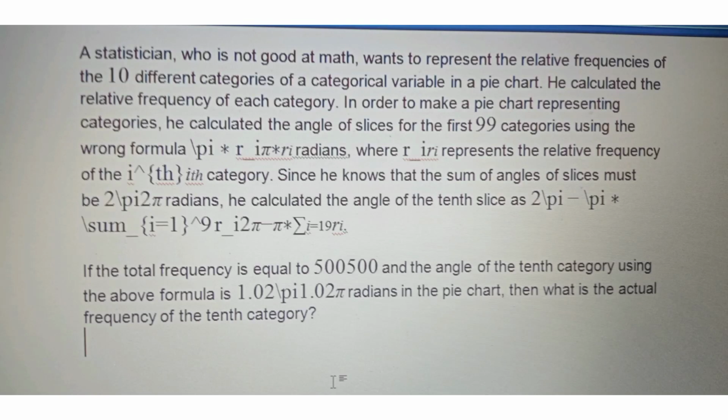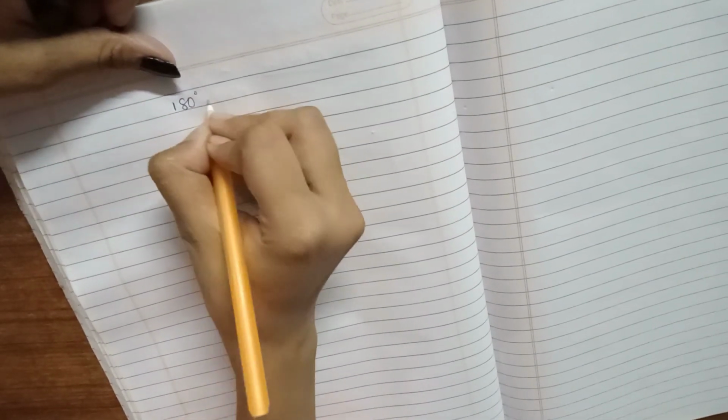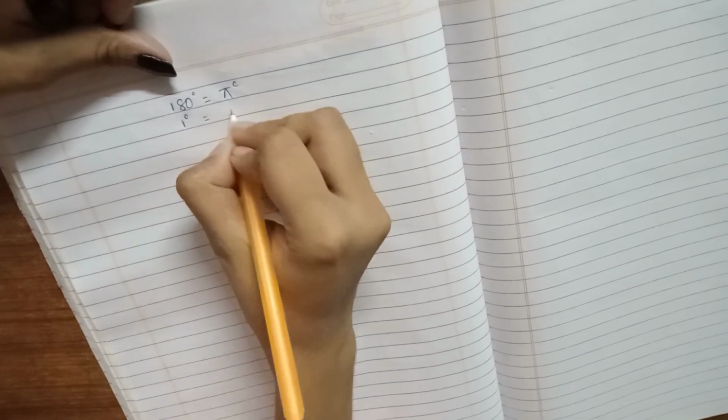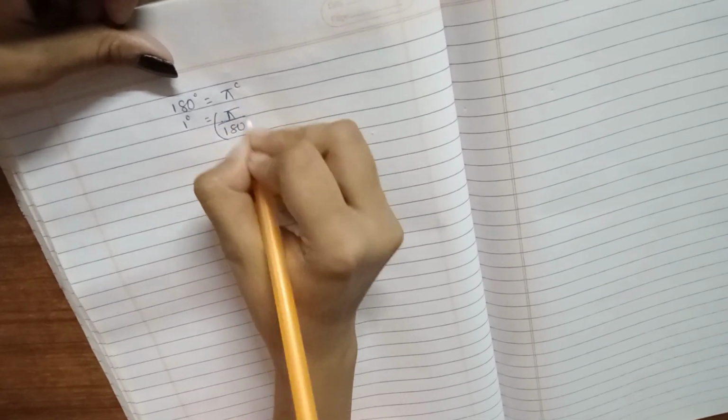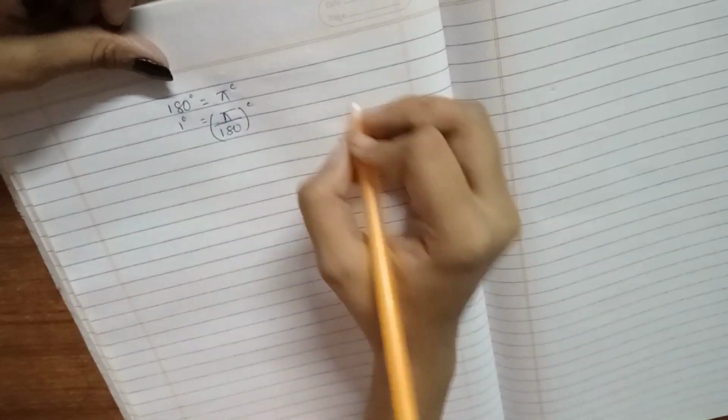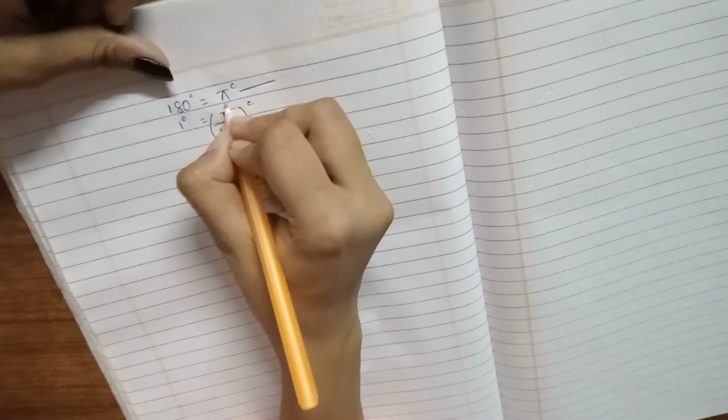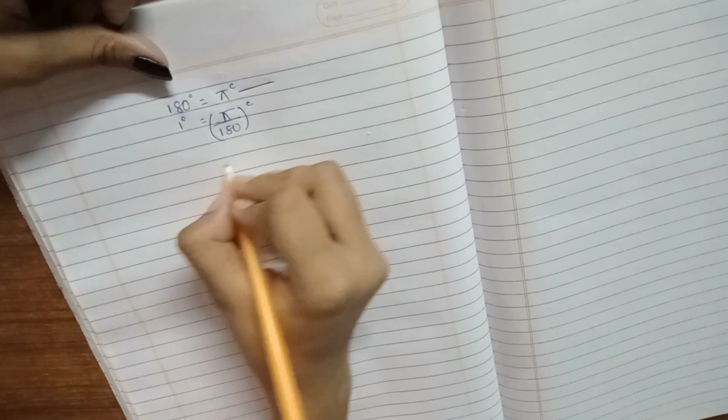Here is the solution for question first of mock test statistics. What are the prerequisite knowledge that we must be aware of? 180 degree is equal to pi radian. 1 degree is equal to pi upon 180 radian. Similarly, we can find the value for 1 radian also, but we will not go into much depth.